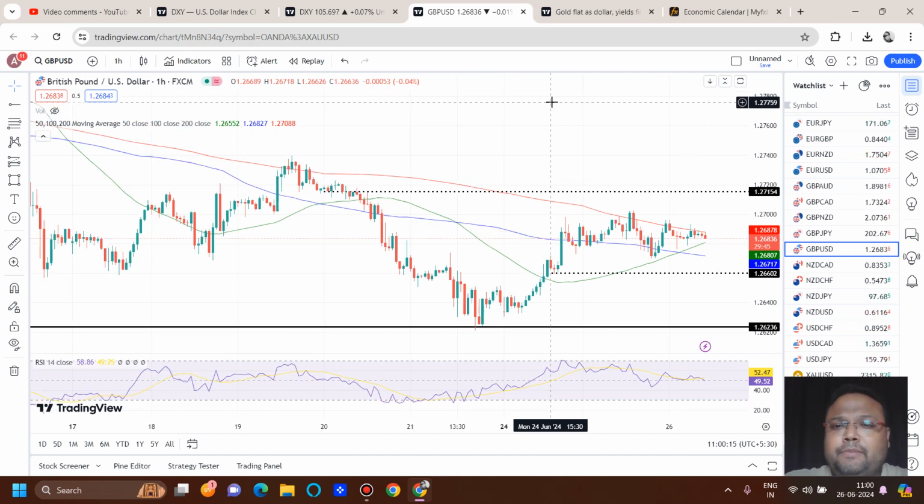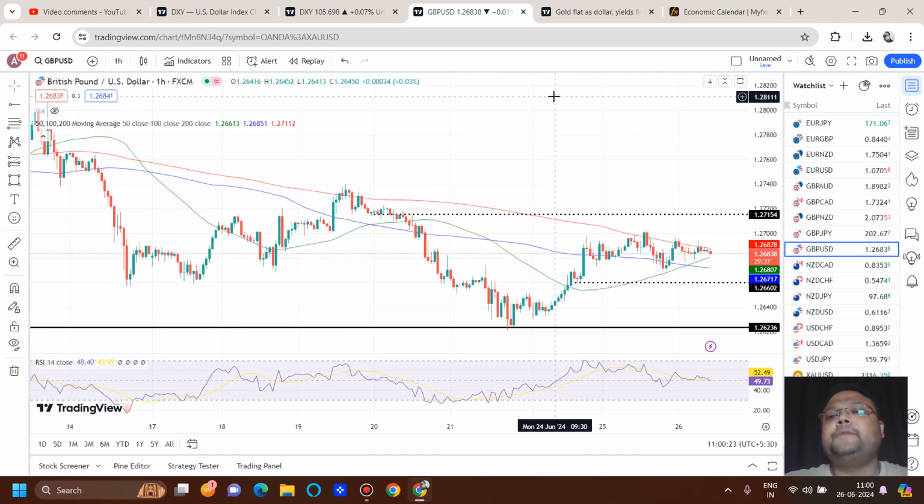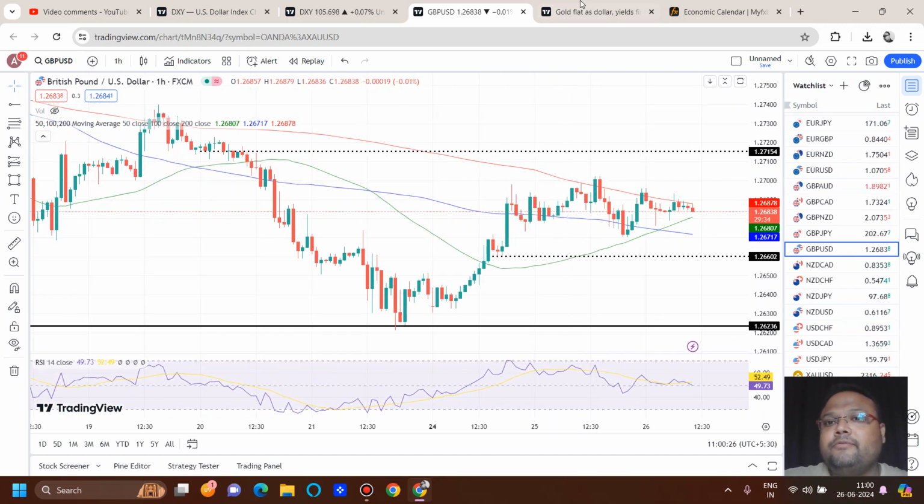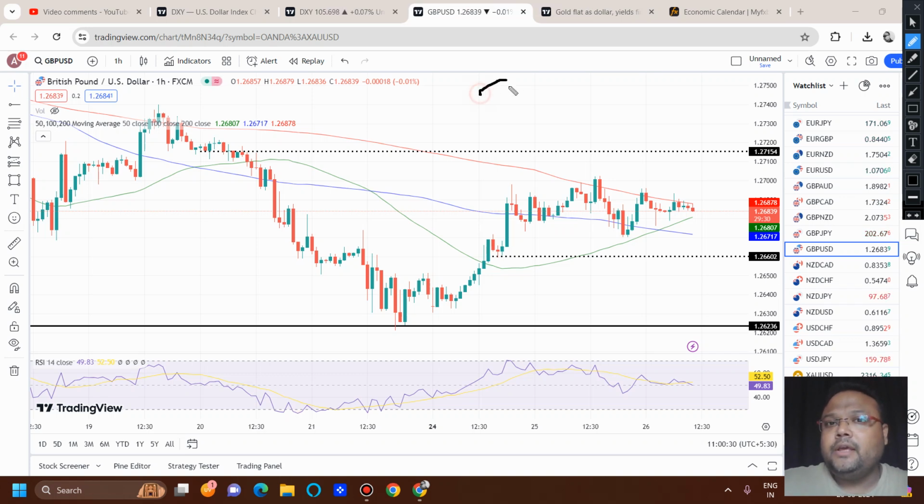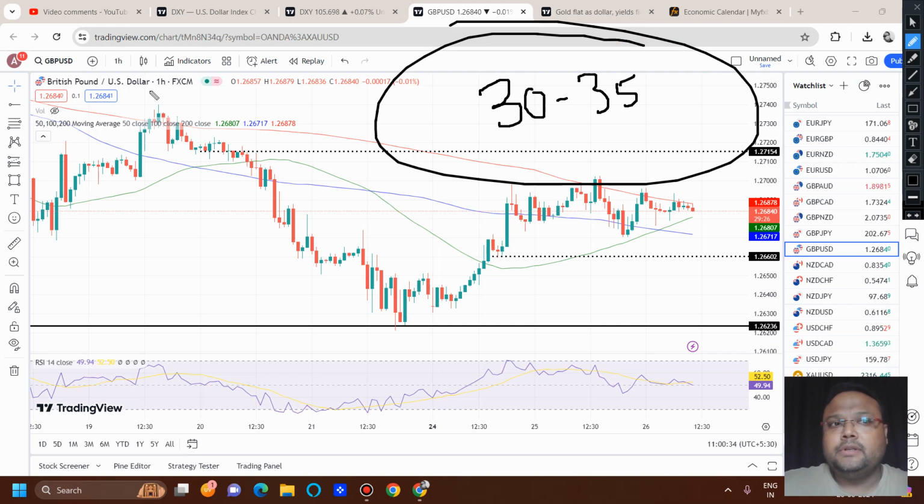Now let's talk about GBP USD. The opportunities that we discussed in our previous video are still very much valid on GBP USD, and the reason is very low volume. GBP USD is trading in a range of 30 to 35 pips. This is the hourly chart, that's why the candles may look bigger, but you can see that the GBP USD chart is not very ideal right now.